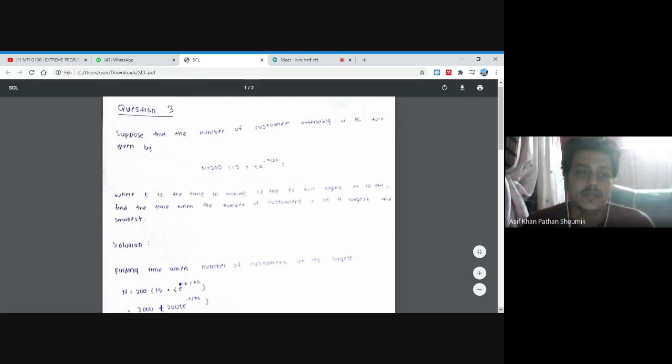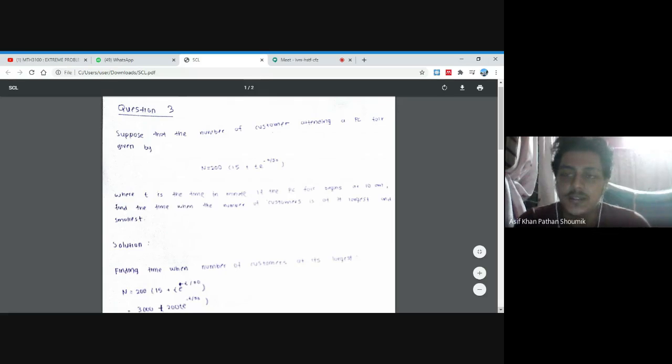So our problem was the question I will read out. It is supposed that the number of customers attending at a PC fair, given by n, is equal to an equation, where t is the time in minutes. If the PC fair begins at 10 a.m., find the time when the number of customers is at its largest and smallest.